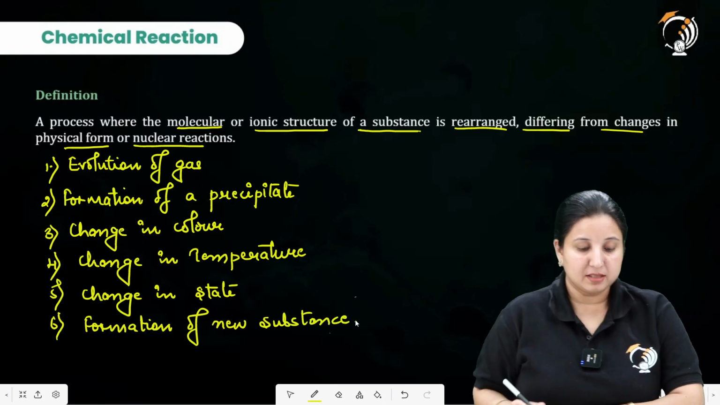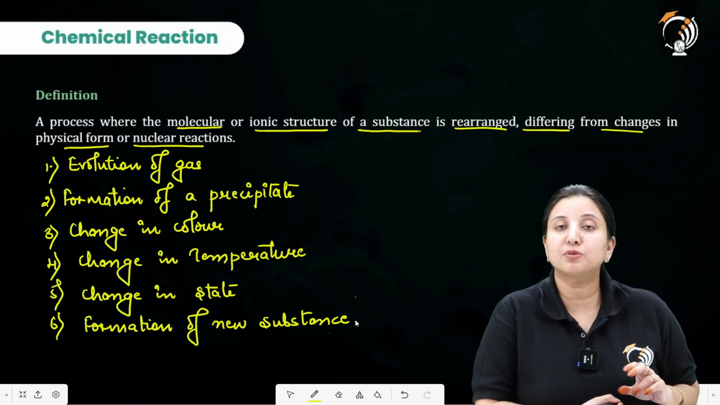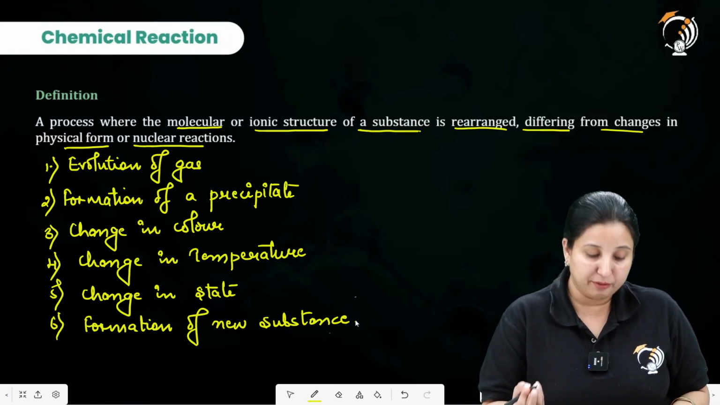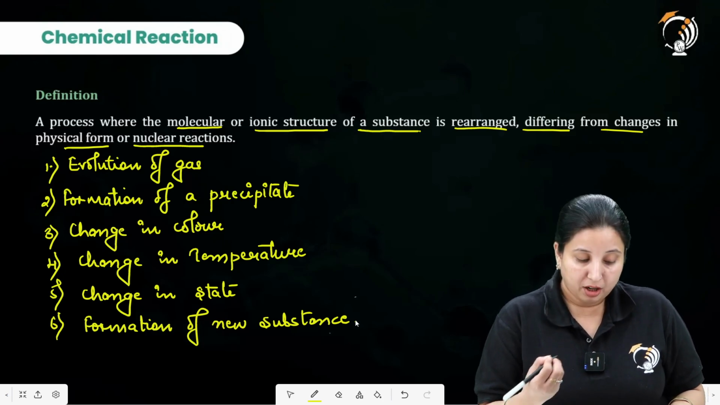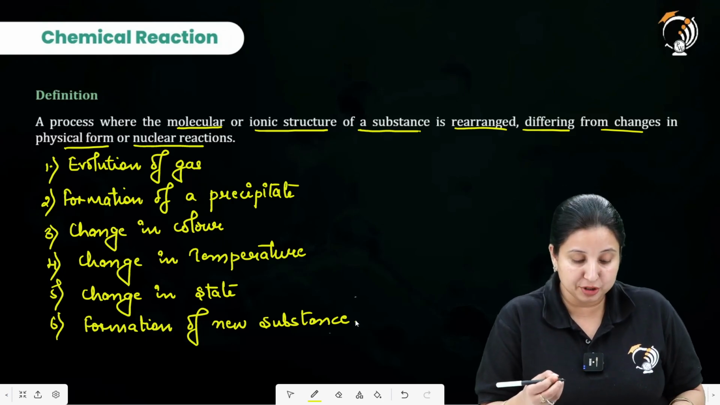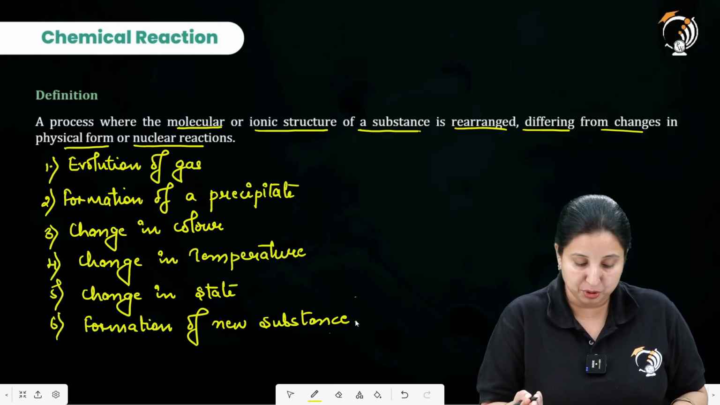new substance. So basically, if I say that a chemical reaction has taken place, it is going to be accompanied by these factors: evolution of gas, formation of a precipitate, change in color or change in temperature, like we can say it is an exothermic or endothermic reaction. Then change in state, like we have seen in the example of ice and water. Then formation of a new substance.